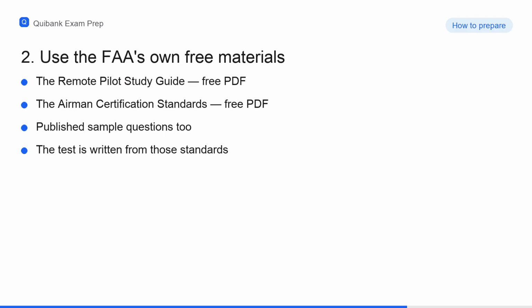Tip 2. Use the FAA's own free materials. The Remote Pilot Study Guide and the Airman Certification Standards are both free PDFs from the FAA, and the sample questions are published too. The test is written from those standards, so a paid course that is not built on them is second best by definition.